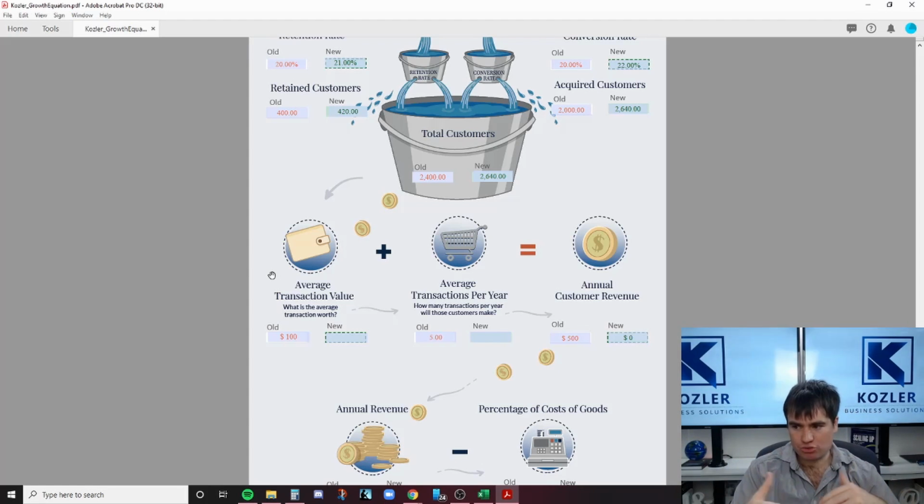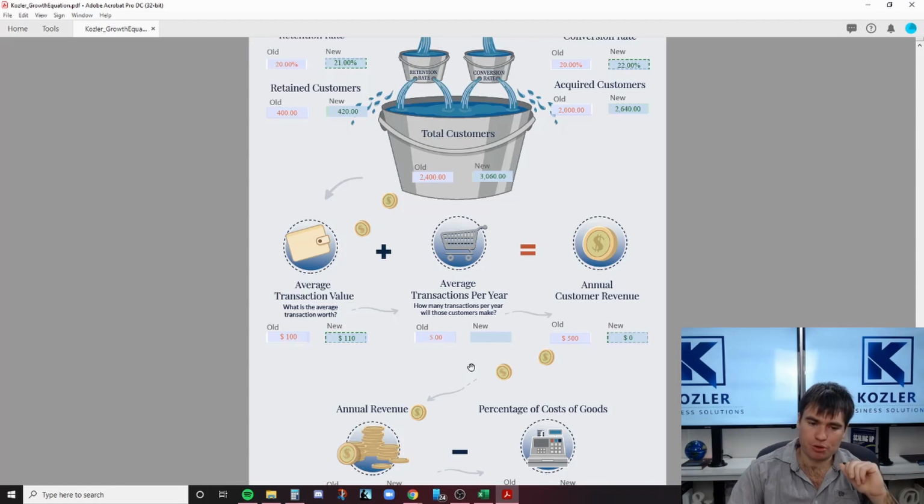So let's say we implemented this strategy here. Again, being conservative, we're only going to increase it by $10. So we're going to increase this from 100 to 110. Again, this could be far more. You might find that by packaging or adding different values to your products, or even creating higher value products that you can upsell people to, this could double or you could get 50% more on this. But again, we want to stay with low numbers.